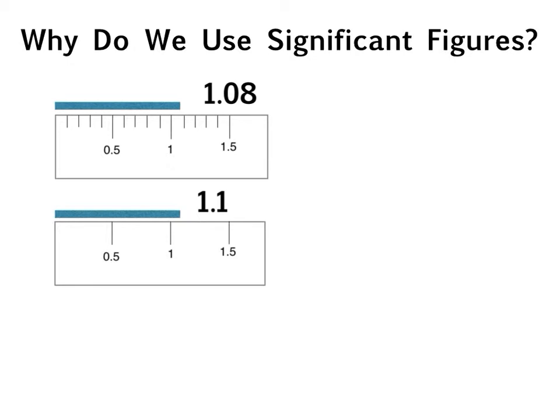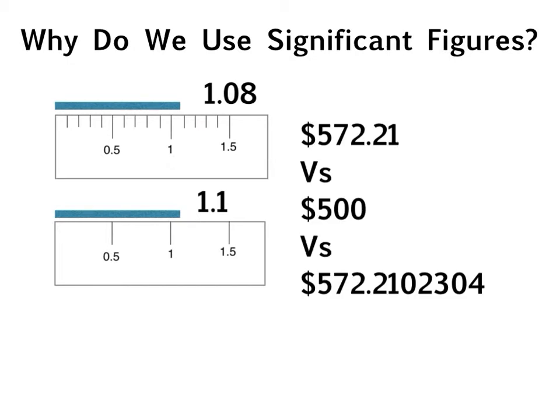So why all the fuss? Well, when we measure things, we do not want to overstate nor understate how well our measurement is made. For example, if you have a bank account, and in that bank account you have $572.21, you would be happy if your bank told you that you had $572.21. But would you be happy if your bank said your balance was around 500? Or would you really understand what they meant if you got a statement from the bank that said you had $572.2102,304? Measurements need to be made precisely, and that is what significant figures tell us.